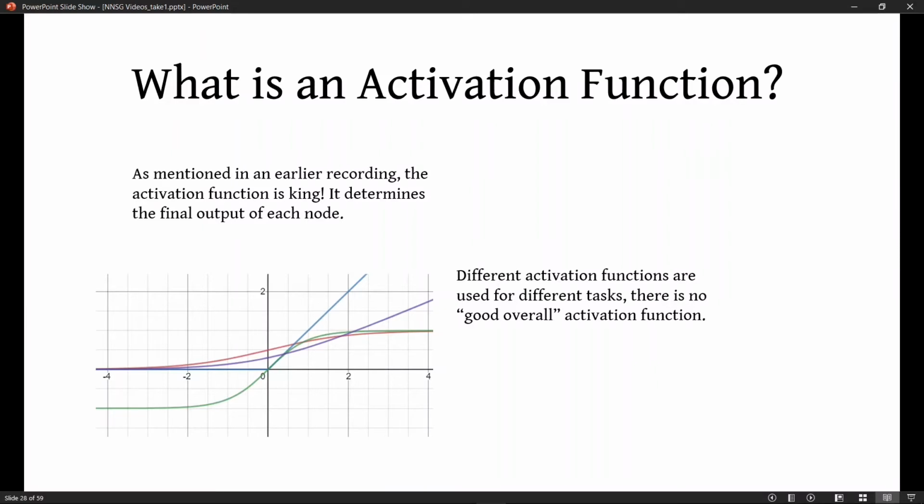As mentioned earlier in another video, the activation function determines the final output of each node. So if there is, for example, a limited range, then the output of that node is restricted to that range. Just think of it as the deciding factor. Another thing I should mention is that each activation function is used for different tasks. There is not just one good overall activation function that is the best at everything. It really depends on what you're trying to build and what you're trying to accomplish.